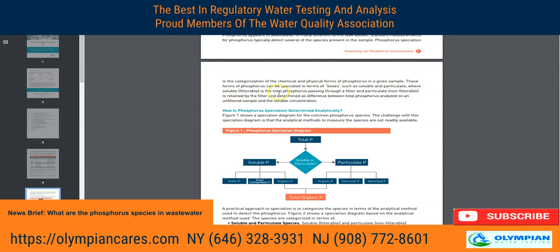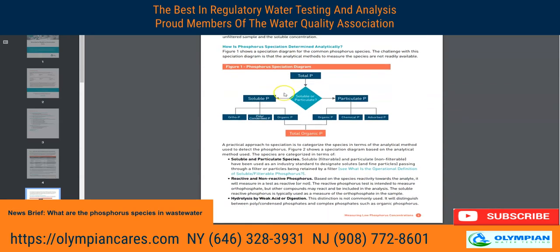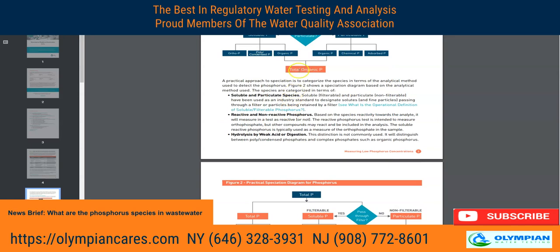Where soluble, filterable, is total phosphorus passing through a filter, and particulate, non-filterable, is retained by the filter and determined as the difference between total phosphorus analyzed on the unfiltered sample and the soluble concentration. We can actually see a speciation diagram right here with the total phosphorus, soluble, particulate. We can see the particulate branch off into organic, chemical, and absorbed, and the soluble branch off into ortho, polycondensed P, and organic, all going into total organic.